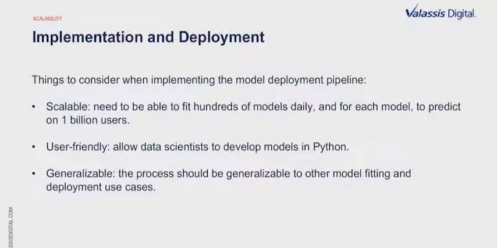If you remember, as I mentioned, there are roughly 1 billion users in our system for which we have a good amount of data. So this pipeline needs to be able to fit hundreds of models daily. And each model needs to be scored on those 1 billion users. So this pipeline needs to support that.